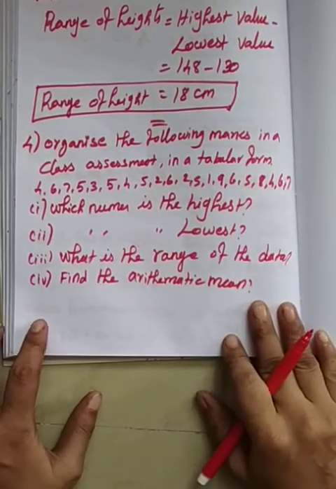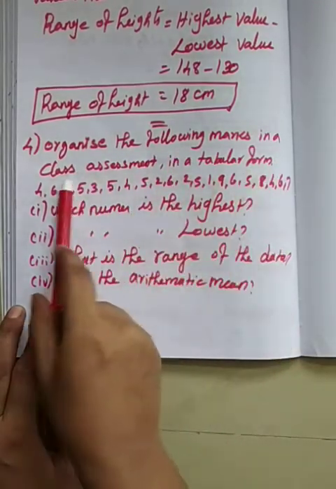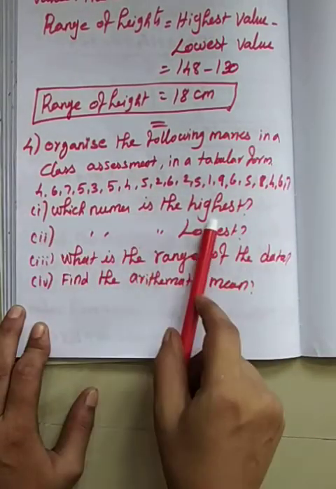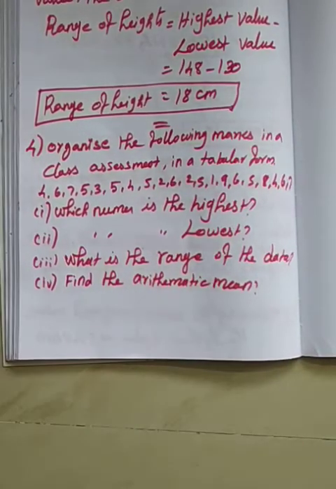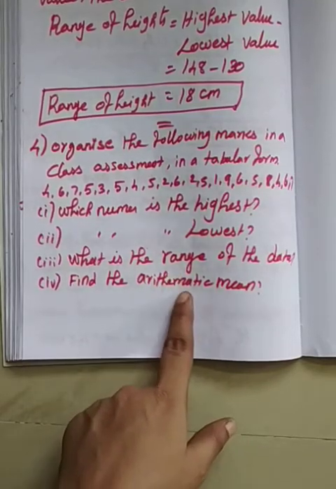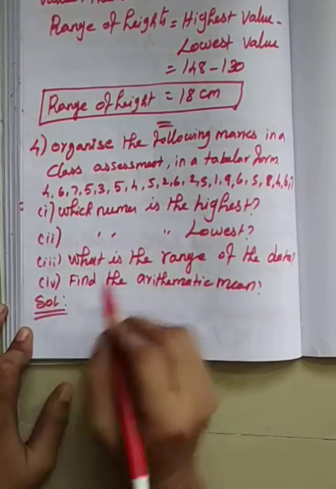Okay, this is the question. Your class organized the following marks in the class assessment in tabular form. Now you have to find out which number is highest, which one is lowest. Next you have to find the range and then the arithmetic mean. Okay, see here the solution.